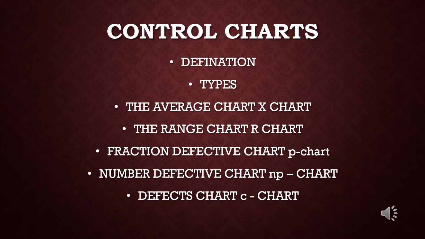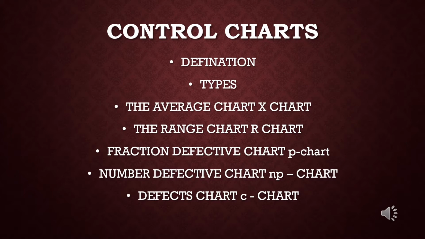Control charts can generally be divided into two types. One is control charts by variables. Another one is control charts by attributes. Control charts by variables include the X bar R chart, and the attribute charts are known as the P chart, C chart, and NP chart.